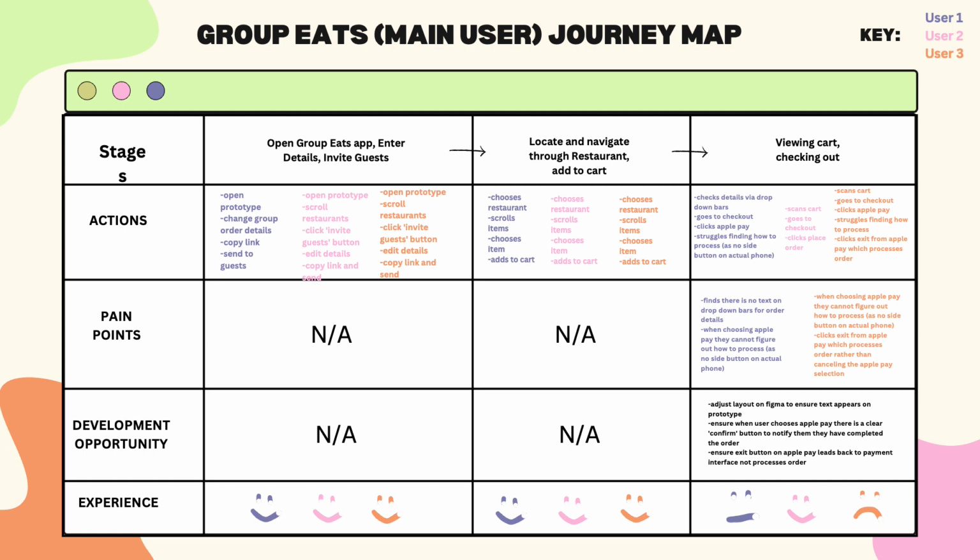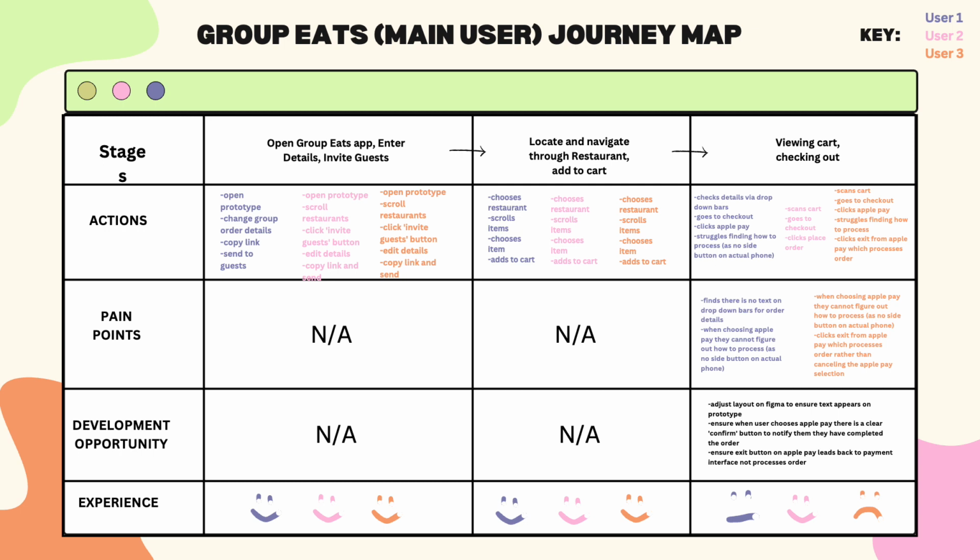For example, my first user's actions were checking the details via the drop-down bars, going to checkout, clicking Apple Pay, and struggling to find how to proceed as there was no side button on the actual phone. They also found that there was no text on the drop-down bars for order details.